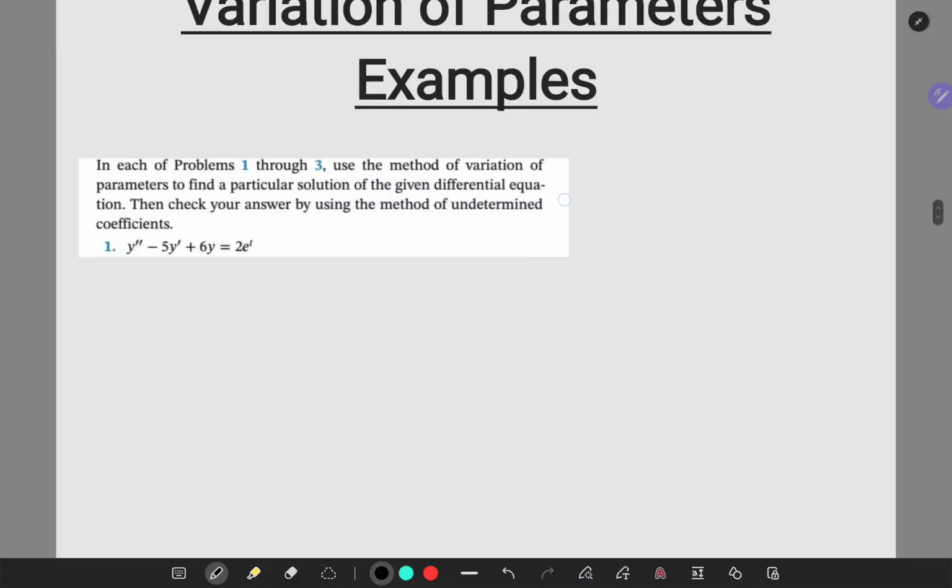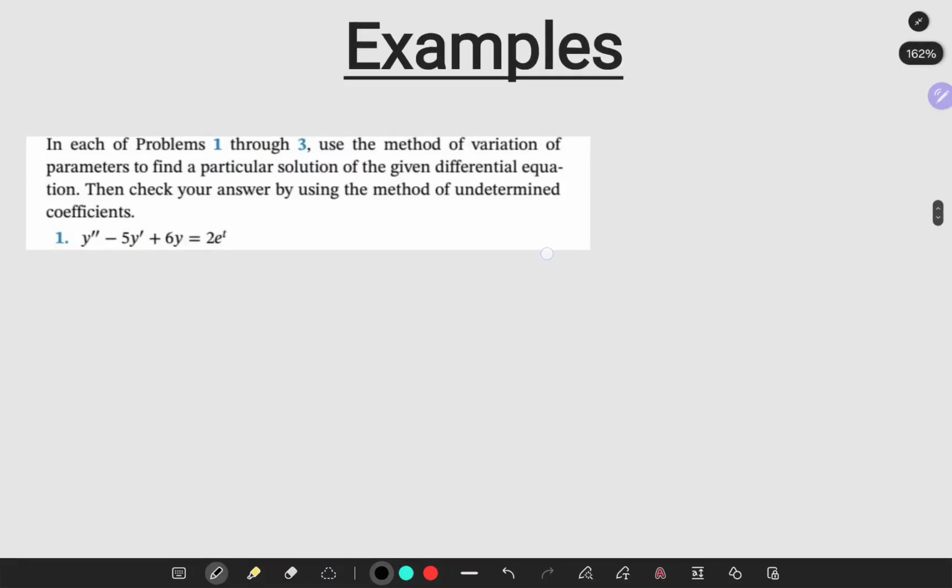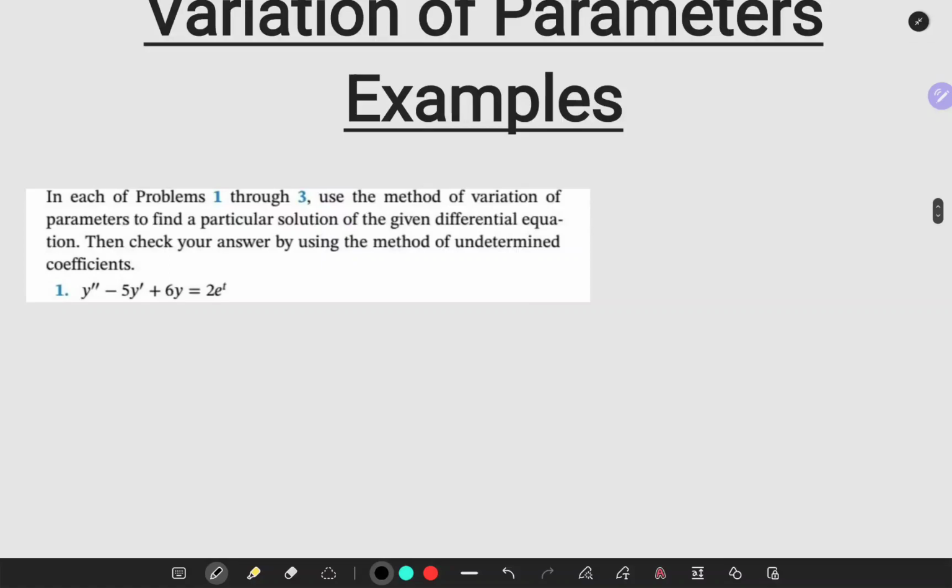This first question says, use the method of variation of parameters to find a particular solution of the given differential equation. Then check your answer by using the method of undetermined coefficients. We're going to use both methods because we should get the same solution. As you see, we have 2e to the t here, so that could also work for undetermined coefficients, right? That's one of our cases for guessing. But you can also use variation of parameters for it. That's what it wants us to do first, so let's do that.